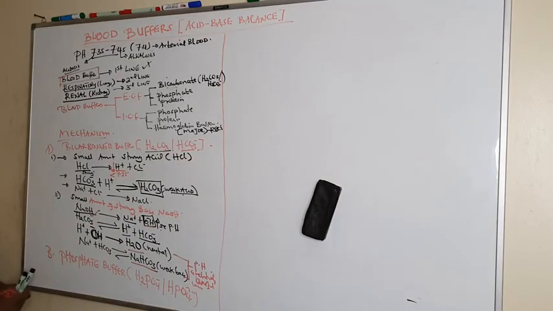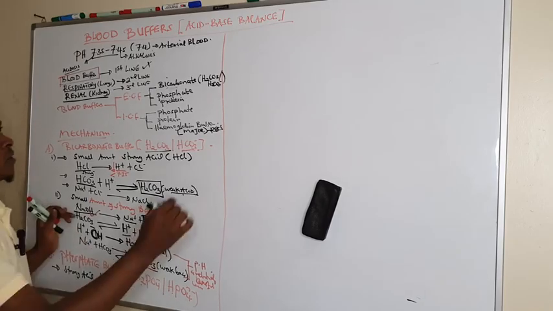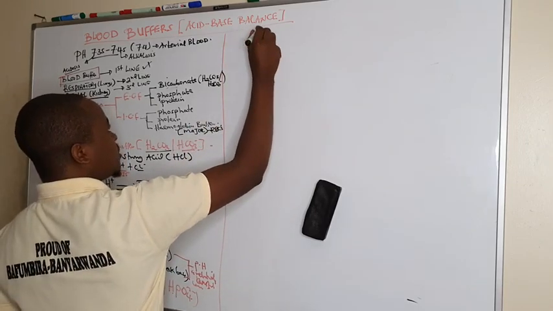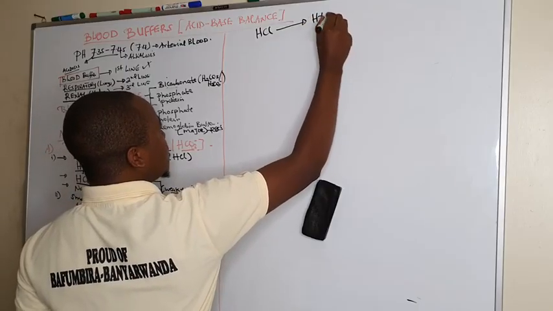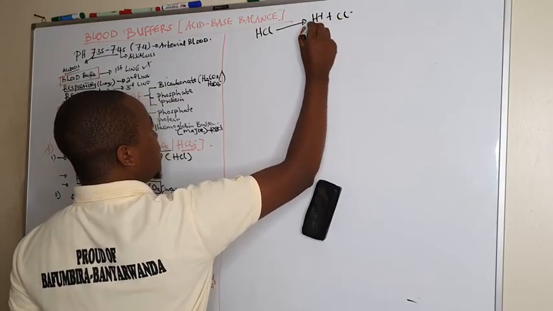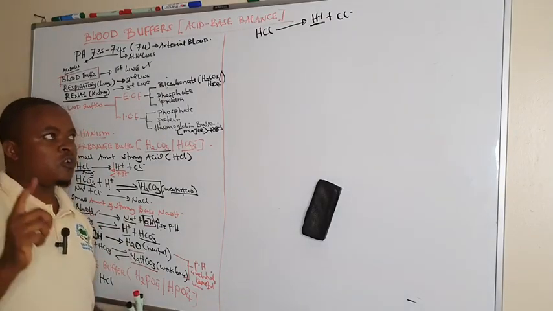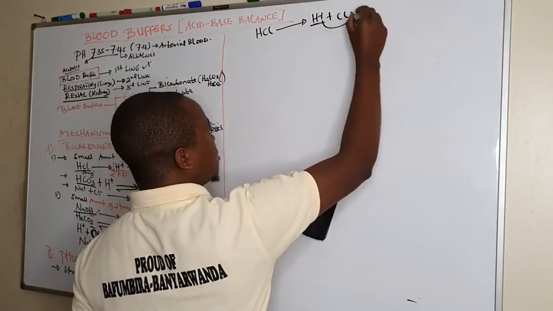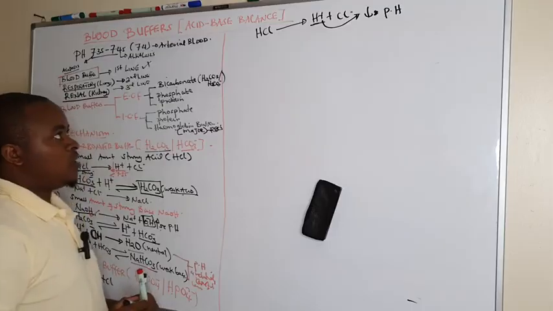So in case in the body there is addition of a strong acid, such as hydrochloric acid in small amounts, we told you that this hydrochloric acid has the ability to dissociate completely to give the hydrogen ions plus the chloride ions, and these hydrogen ions liberated from a strong acid are the ones that can cause a decrease in pH. This one can lead to a decrease in blood pH.